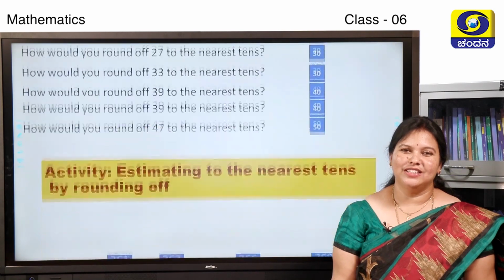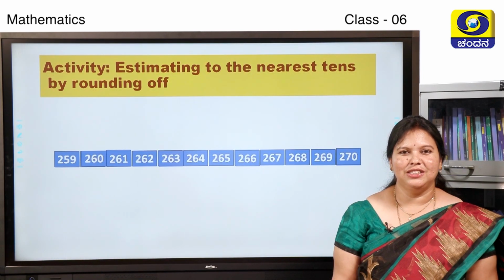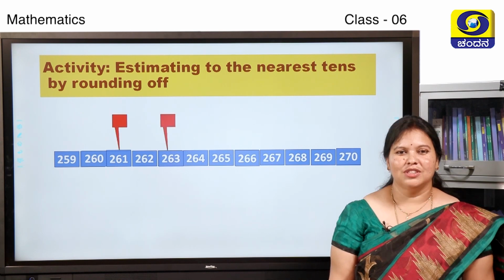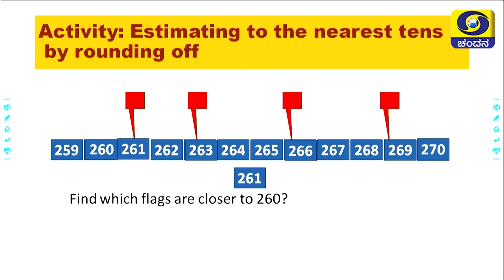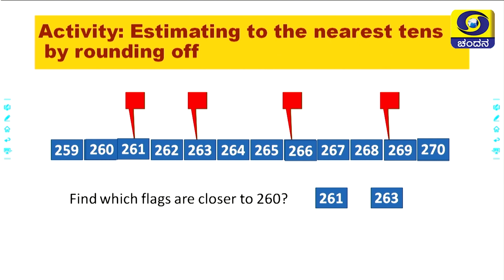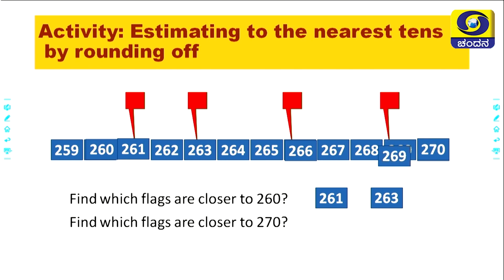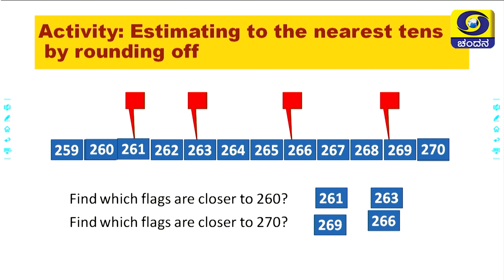Children, let us do another activity. Here also you have to estimate to the nearest tens by rounding off. So, here 4 flags are there on 4 different numbers. Find which flags are closer to 260. Yes, 261 and 263. You are right. Next, find which flags are closer to 270. Yes, it is 269 and 266. I think you have learnt how to estimate to the nearest tens by rounding off.